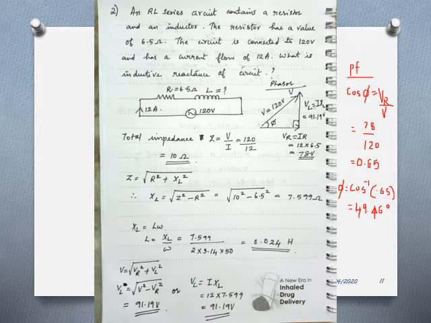The value of the resistance is 6.5 ohm. L, you have to find out. The current is given in the question as 12 ampere and the voltage is 120 volt.